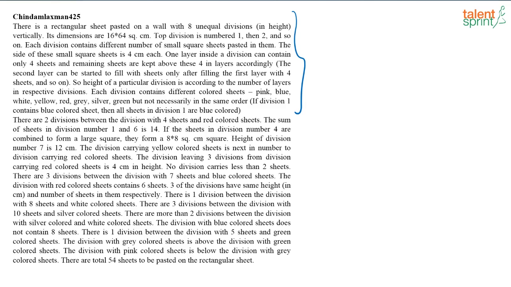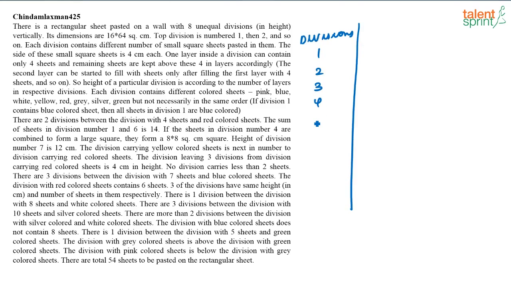In the third division we would have used another color, let's say yellow, or whatever colors they have given here, any one color. Now let us read the given information. So what are the things that we have to take into consideration? I have made divisions from 1 to 8. These divisions are 1, 2, 3, 4, 5, 6, 7, 8 because I have totally made 8 divisions.